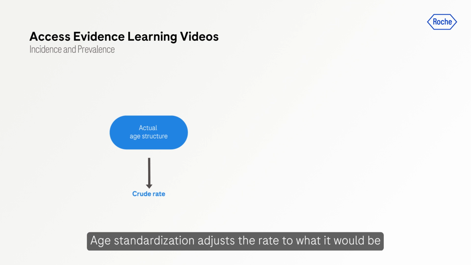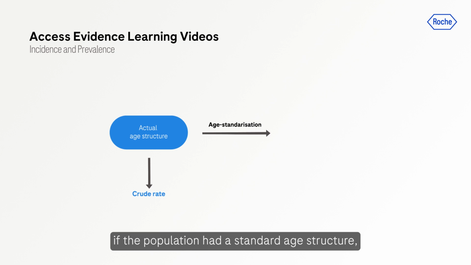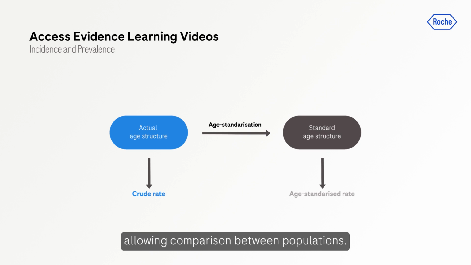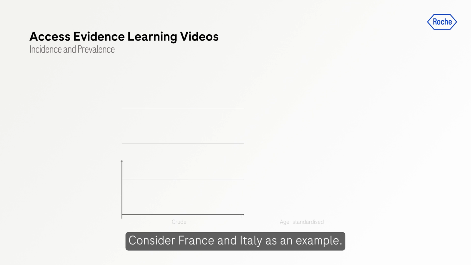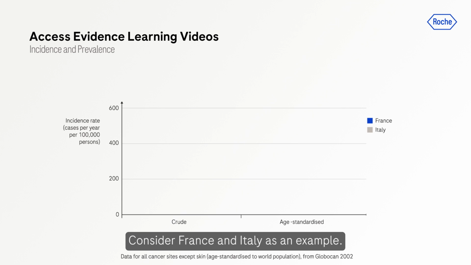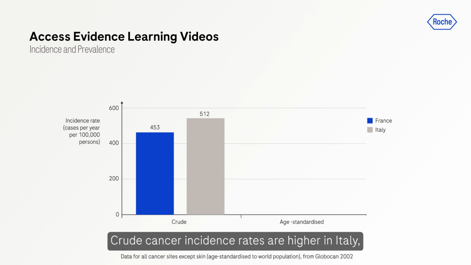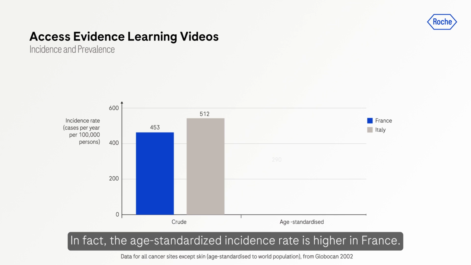Age standardization adjusts the rate to what it would be if the population had a standard age structure, allowing comparison between populations. The most frequently used structure is the world standard population, which generates world standardized rates. Consider France and Italy as an example. Crude cancer incidence rates are higher in Italy, but age standardization indicates that this is due to a relatively older population in Italy. In fact, the age standardized incidence rate is higher in France.